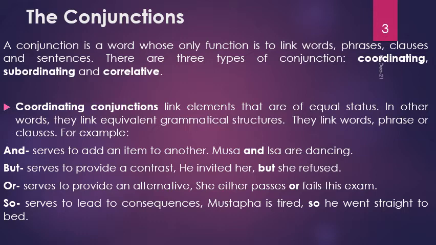A coordinating conjunction links elements that are of equal status. By equal status, we mean they are of equal grammatical status. That means a coordinating conjunction will join a word to a word, a noun to a noun, a phrase to a phrase, a clause to a clause. In other words, they link equivalent grammatical structures. For example, we have words like and, but, or, so.